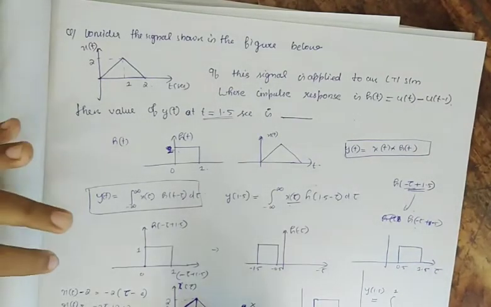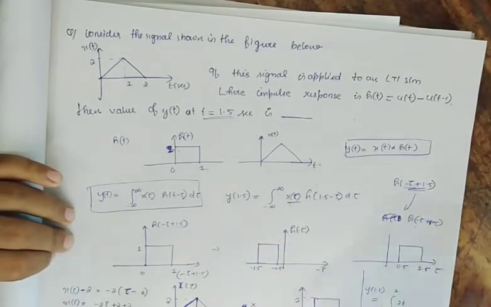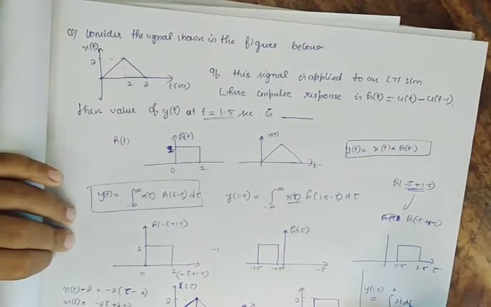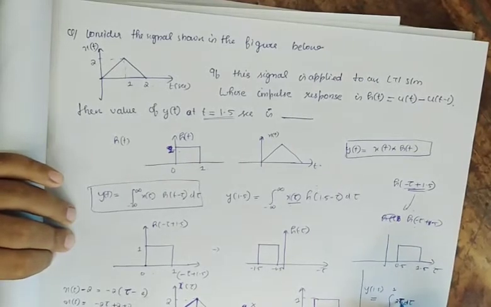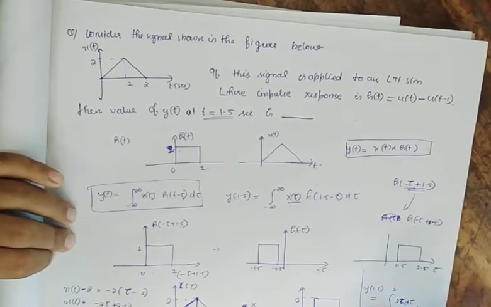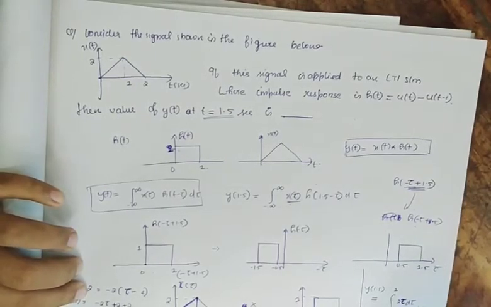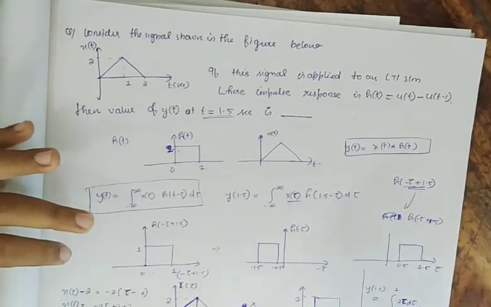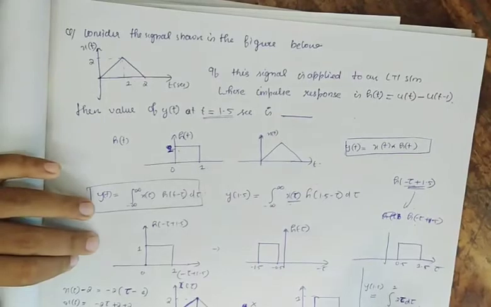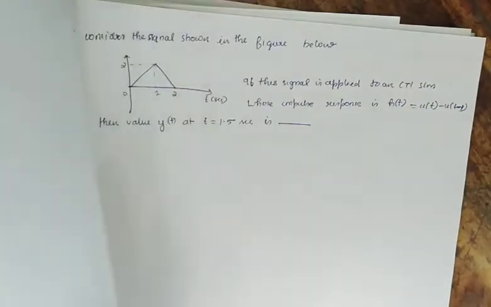That is, x of tau will be equal to 2t, and h of tau is 1 only. So we are not going to write it. So d tau. I'm sorry, we are taking the function as a function of tau. Now from 1 to 1.5, x of tau is equal to minus 2 tau plus 4 and h of tau is equal to 1 only. After integrating we will get the answer equal to 1.5. Please do it on your own.